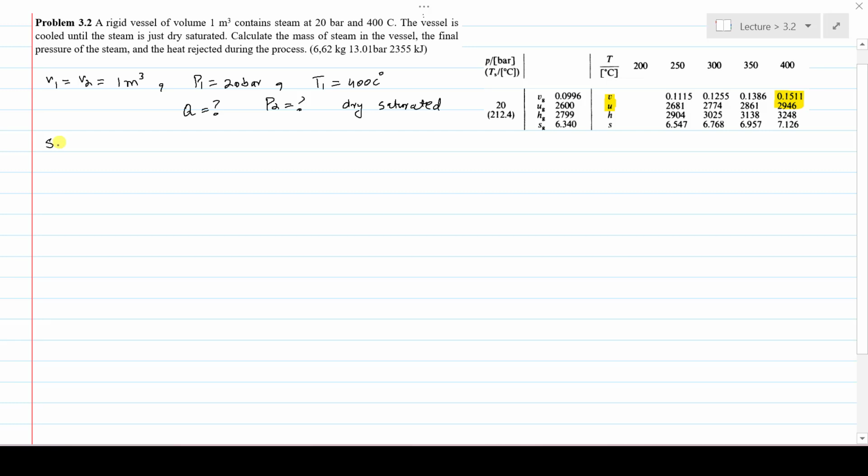Now let's come toward its solution. A rigid vessel in which there is steam. The initial condition of the steam is temperature T1, pressure P1, and the steam is superheated. Then heat rejection from the vessel takes place, due to which its temperature and pressure drop. Similarly, the condition of the steam drops from superheated to dry saturated steam. Let me draw its PV diagram.